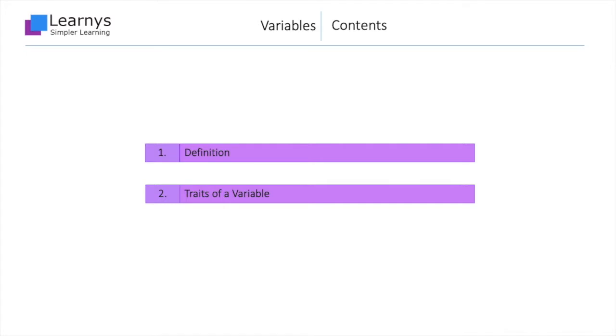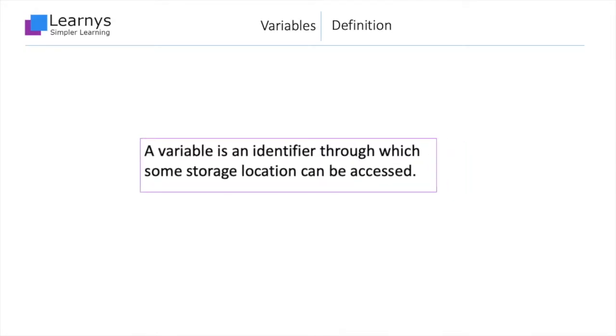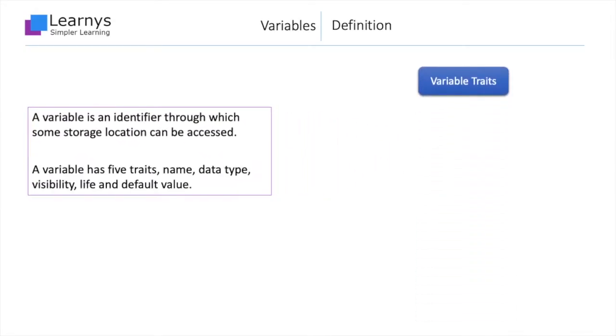What are variables and why do we need them? A variable is an identifier through which some storage location can be accessed. The use of variables makes it easier for the programmer to store intermediate information of a process. A variable has 5 associated traits that are required to understand the functioning of a variable fully. These are name, data type, visibility, life, and default value. Let us cover each one of these individually in brief.